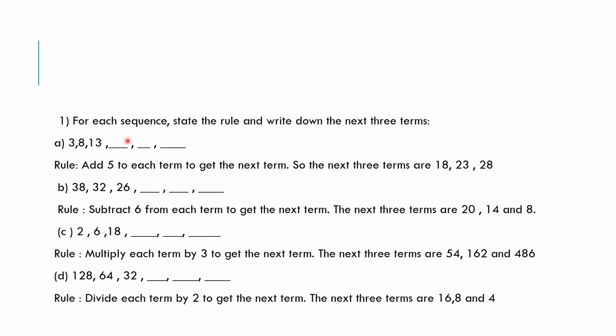For each of the sequences, state the rule and write down the next three terms. First: 3, 8, 13. Now add 5, we can see that there is a difference of 5 between each term. So add 5 to each term to get the next term. So the next three terms are 18, 23 and 28.